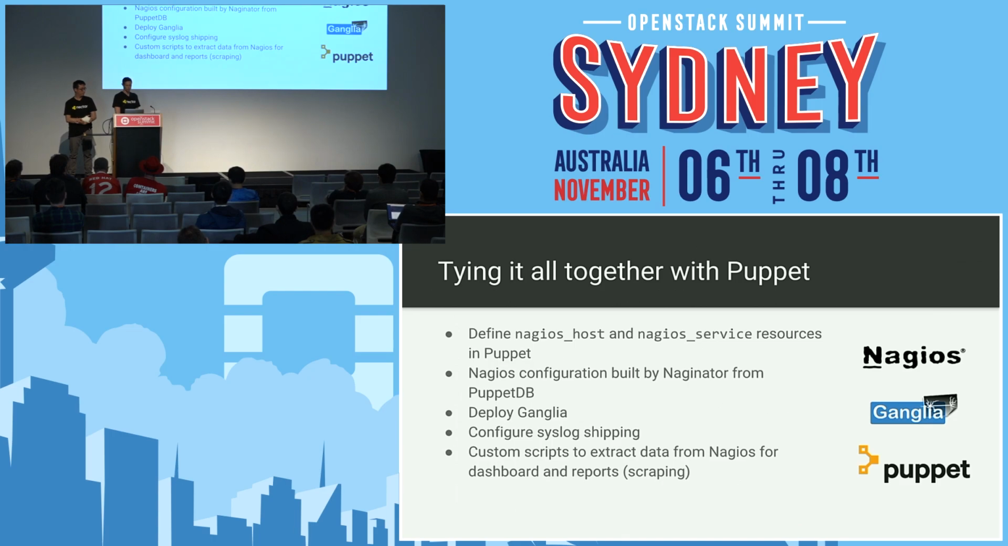We deploy Ganglia to our hosts when they're provisioned with Puppet. We also configure central syslog shipping, which is a must for anyone who's operating a large amount of infrastructure. I'll talk a little bit more about our central logging in a minute.